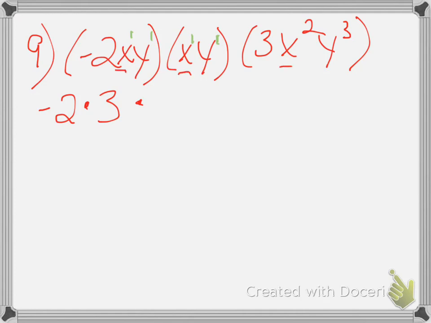So let's get our x's. So we have x to the first times x to the first times x squared. And then let's group our y's together. There's a y, there's a y, and there's a y. I have y to the first times y to the first.